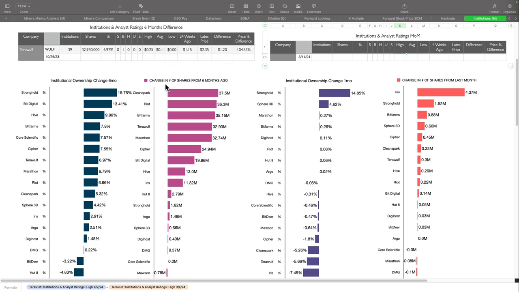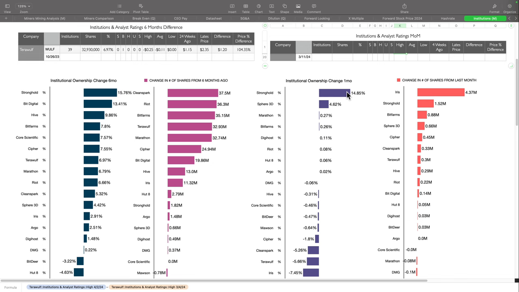And then when you look at the change in number of shares from 6 months ago, you can see here that CleanSpark came in at number one with 37.5 million shares, followed by Riot at 36 and 35 million for Bitfarms, 32 for TerraWolf, Marathon 32. And you can see everybody else down below here. So this is where the institutions are plowing their money right now, right? And that's what I've been saying: possibly the top 5-7 miners or so are getting a lot of traction here.